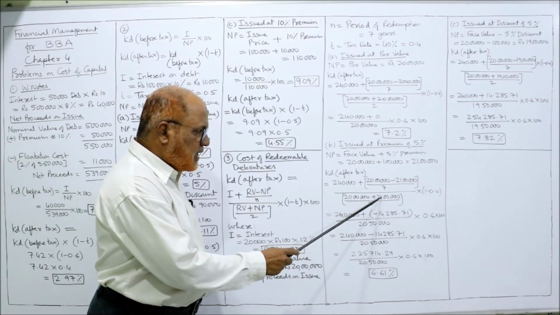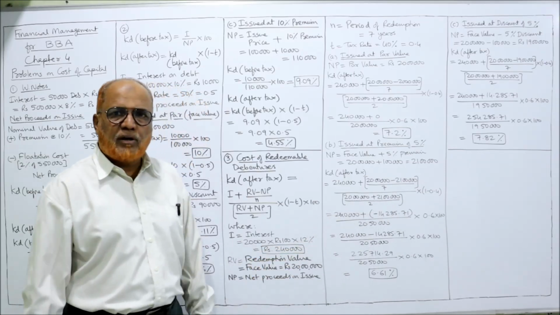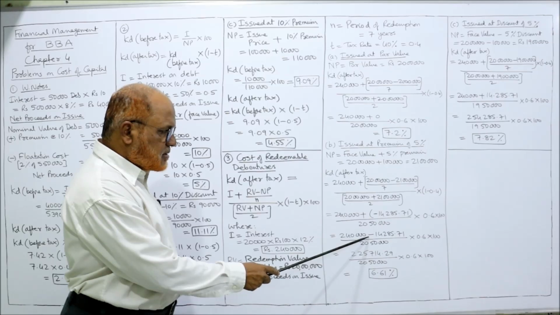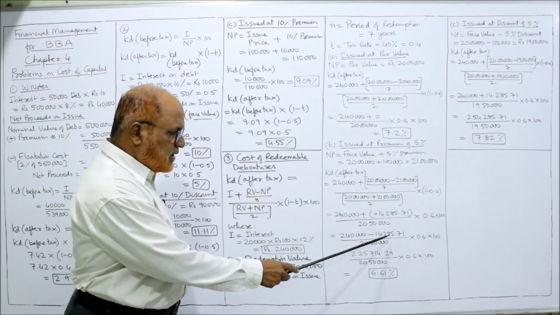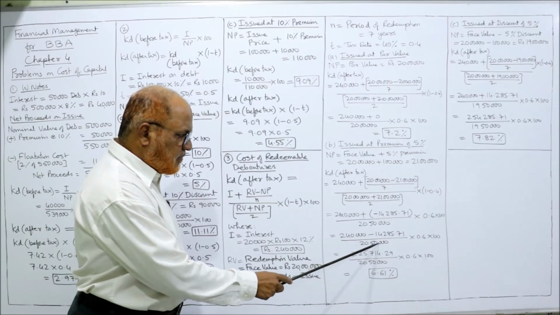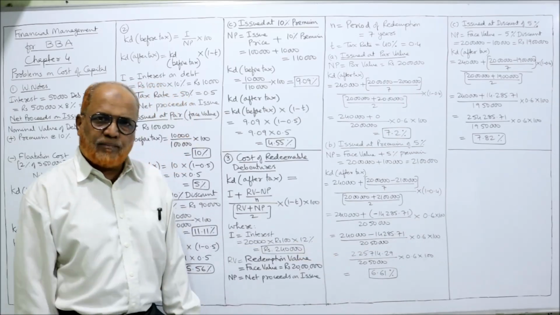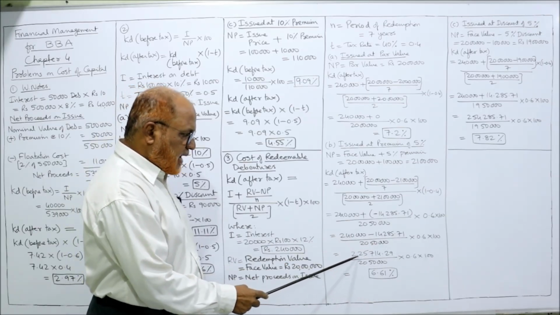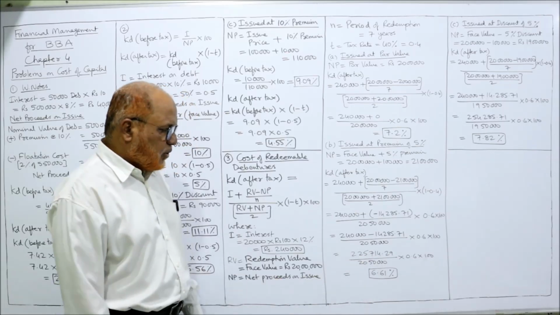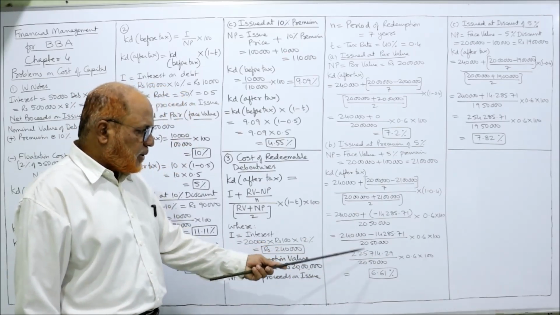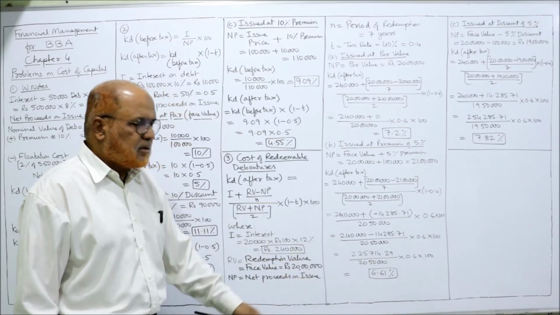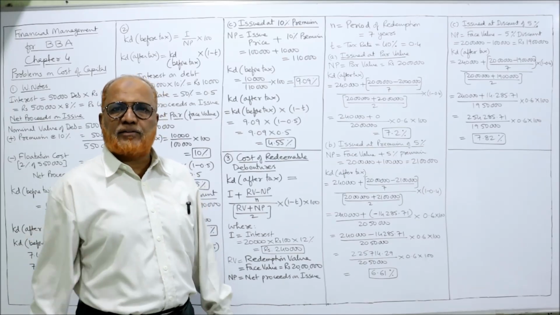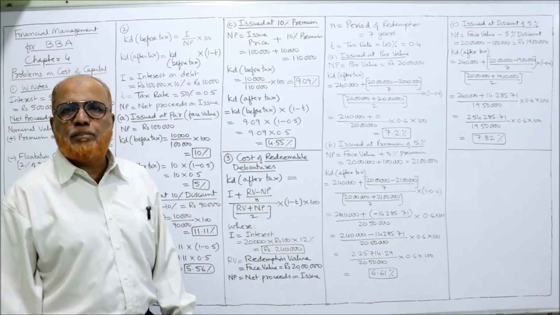Divided by 20 lakh plus 21 lakh divided by 2, 20 lakh 50,000. Denominator 20 lakh 50,000. So this plus into minus will become minus. So 2,40,000 minus 14,285.71 divided by 20 lakh 50,000 into 0.6 into 100. So first you subtract 2,40,000 minus 14,285.71, 2,25,714.29 divided by 20 lakh 50,000 into 0.6 into 100. 6.61%. That is the KD after tax when the debentures are issued at premium.